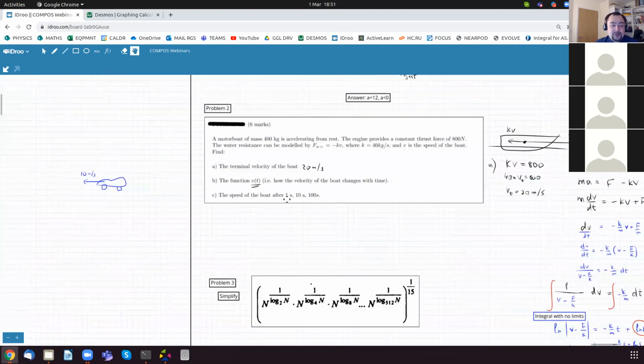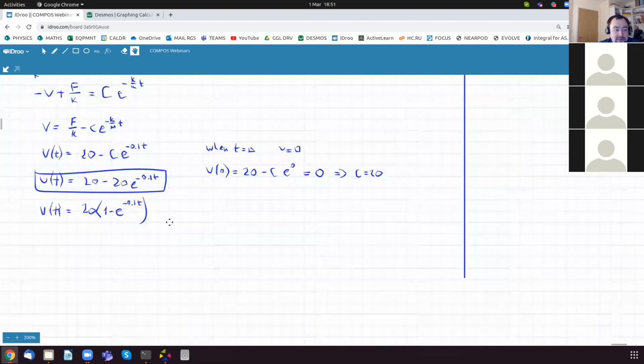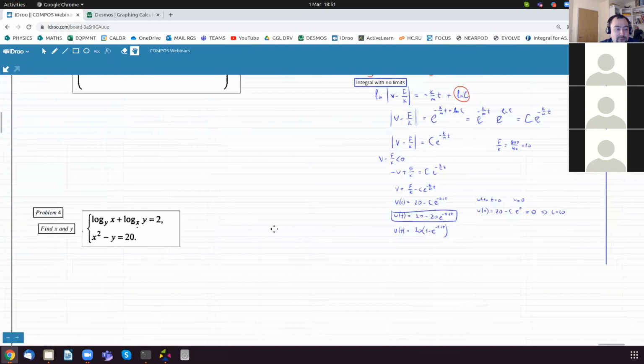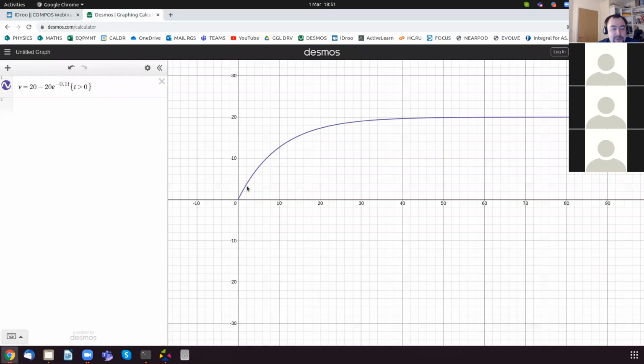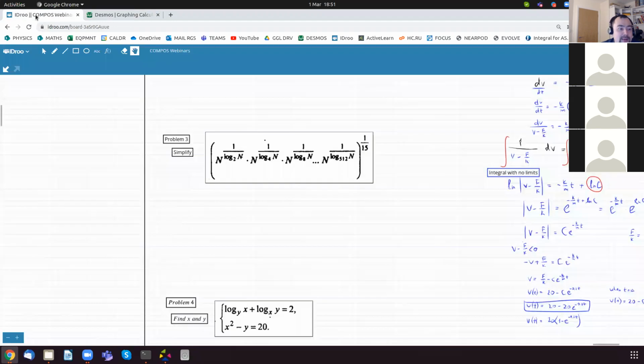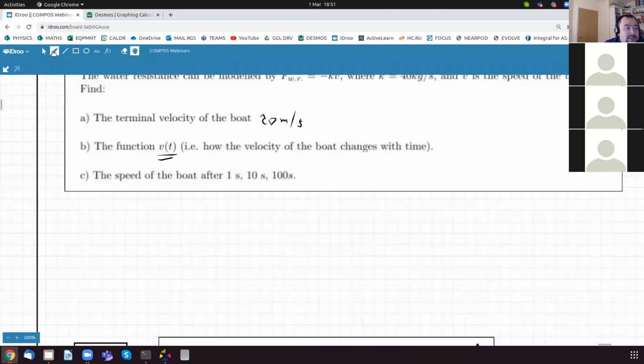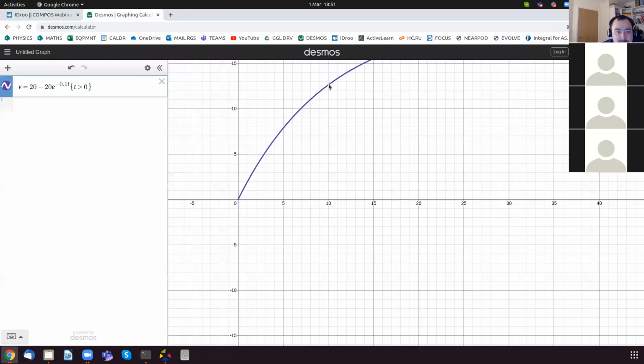Okay, so the speed of the boat after 1 second, 10 seconds, and 100 seconds. Well, all you need is just to plug in the values here and here. And you can see after 1 second, I'm just going to use the graph. After 1 second, the speed is going to be 1.9 meters per second.